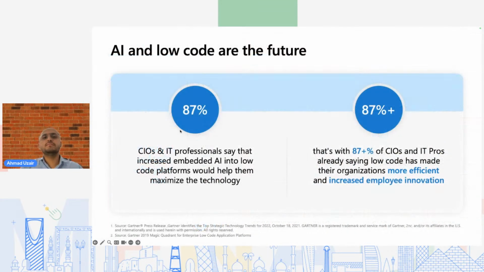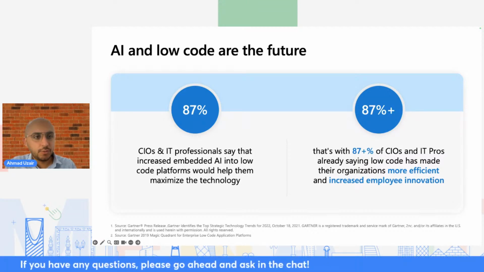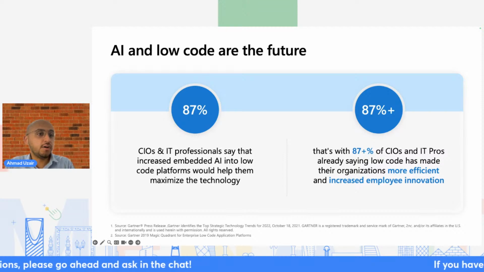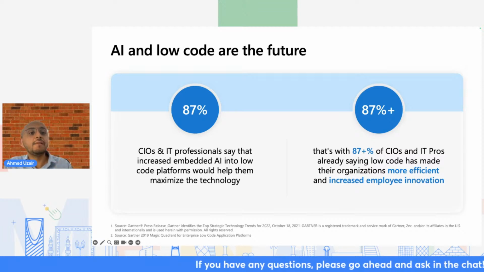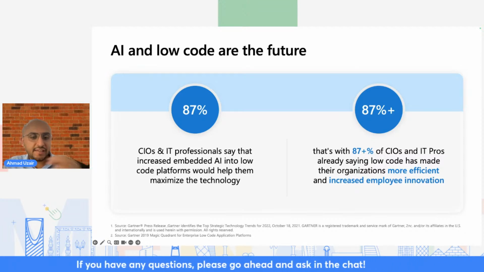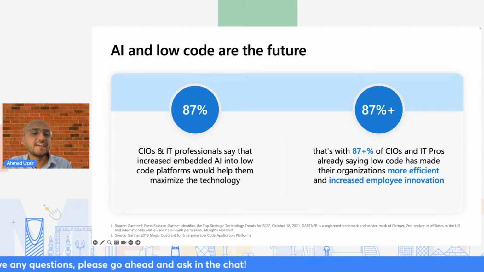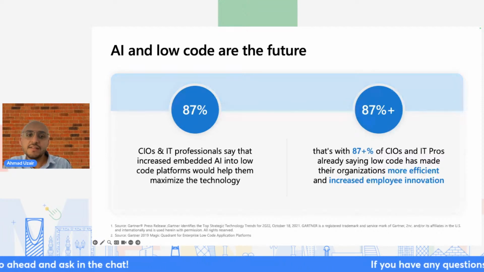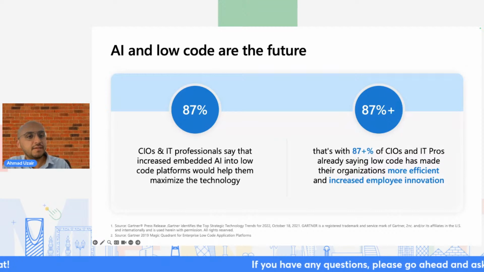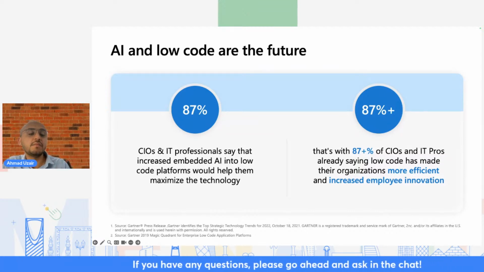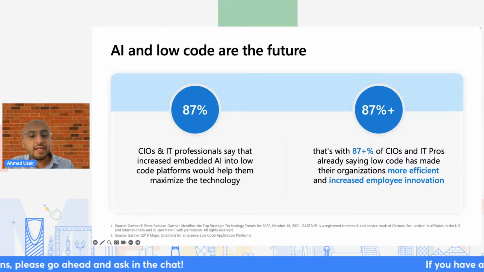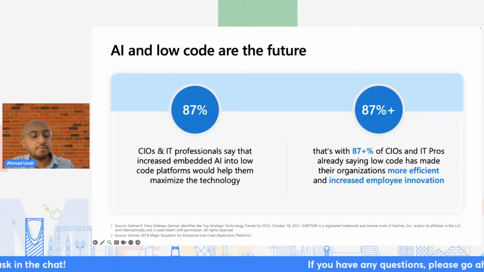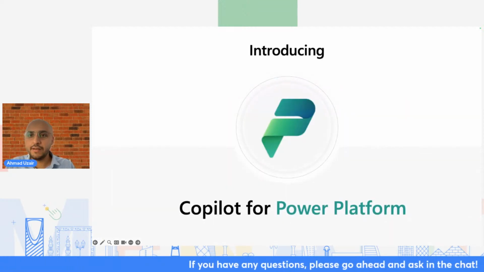Everyone is talking about AI. So what if you combine AI and low code? 87% of CIOs and IT professionals say that increased AI embedded into low code would help them maximize the technology. Like you guys already answered, you are already using ChatGPT for work or school. You know that it has really helped us get things done much faster and push ourselves forward. So with that in mind, ChatGPT actually has a big role to play in Power Platform as well, with Copilot for Power Platform.